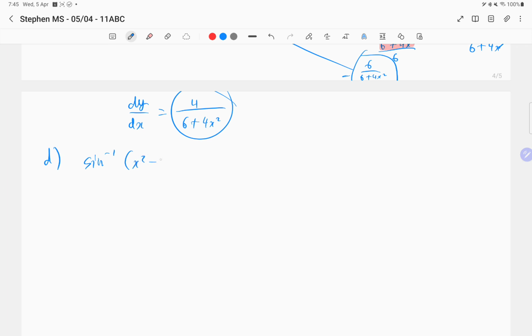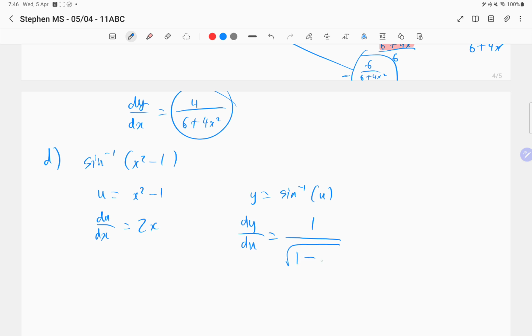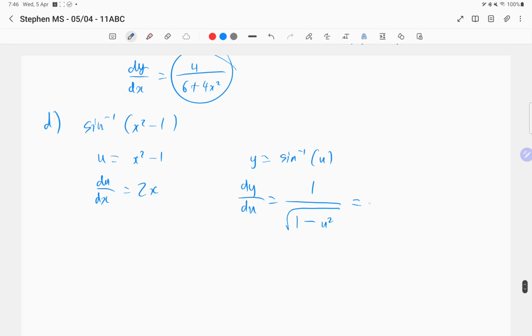Inverse sine of x squared minus 1, same thing. u equals x squared minus 1, du over dx would be 2x. And then y would be inverse sine of u. So then dy over du, with respect to u, would be what? 1 over... is it 1 plus x squared? But it's 1 plus u squared. No, that's tangent. Square root of 1 minus u squared. Okay, now get ready for the expansion.